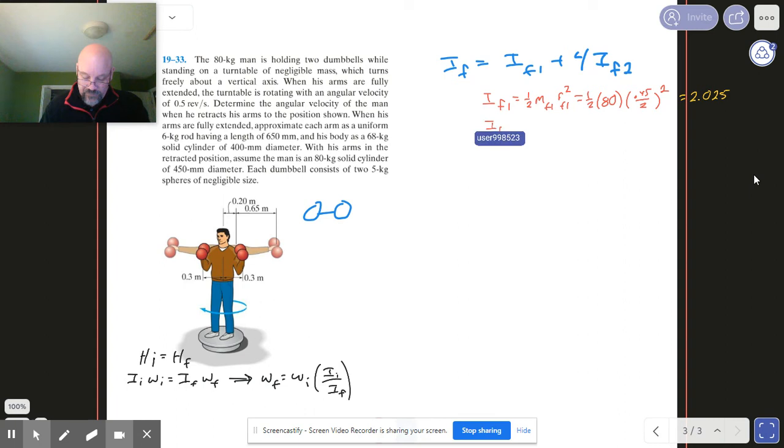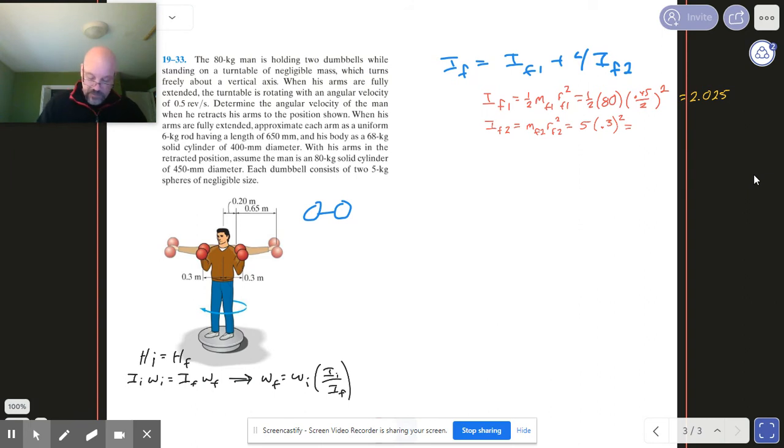Now let's find the other one. IF2. Okay. Each one of those, it says that each ball is of negligible size, which is code for ignore the geometry. Treat it as a point mass object, which means we're looking at MF2 and RF2 squared. The mass of each one of those is 5, and the distance it's out there is 0.3. Okay. Now it's easy to miss that. Okay. But so study your drawing carefully.